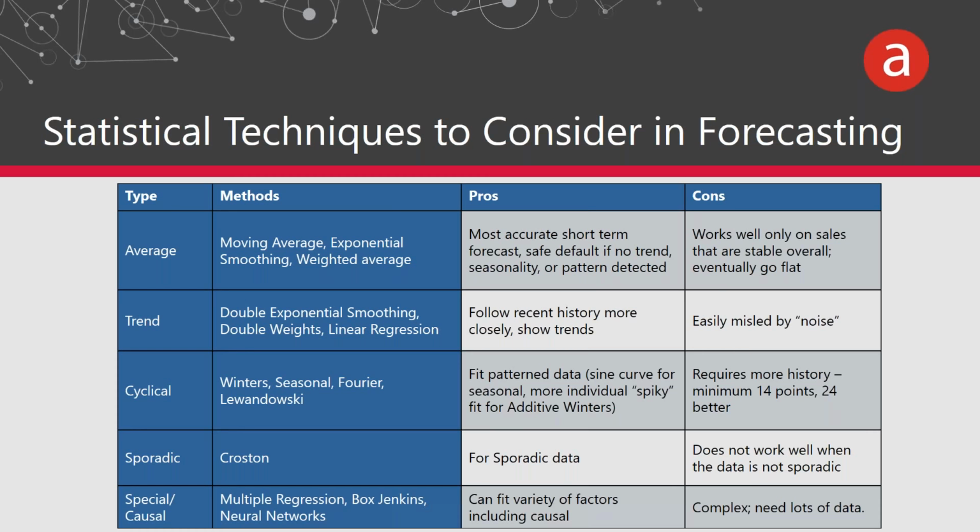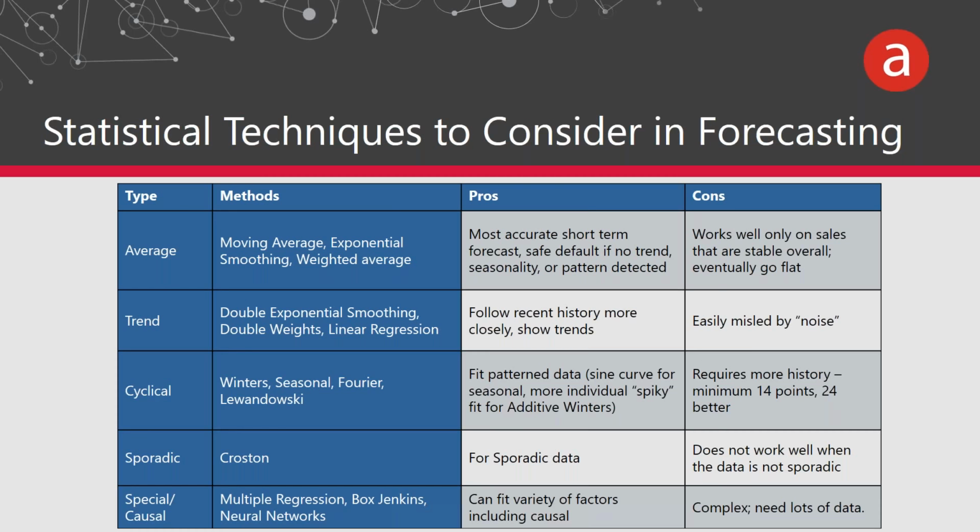Just to give you some examples, if you have methods more related to an average type of sales history, then the methods that we usually group are moving average, exponential smoothing, and weighted average. Here you see some pros and cons. For example, the average can be fairly accurate and helpful at a shorter term, and it's a safe default, especially if we know that there's no trend, or it's a recent, active new type of product. Then this is a good set of methods that will be selected.